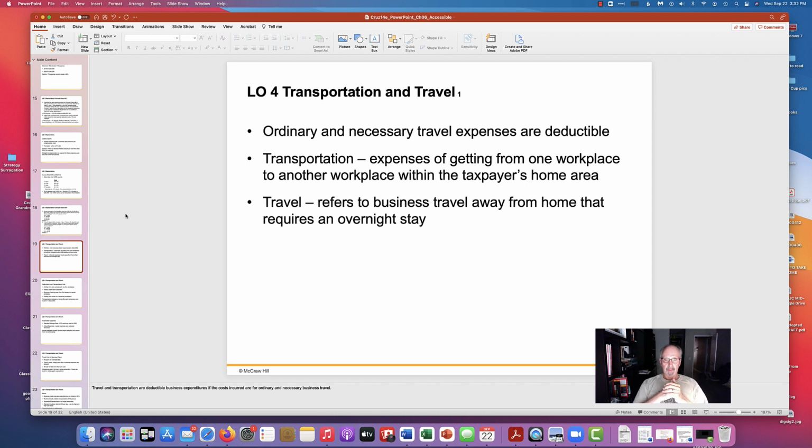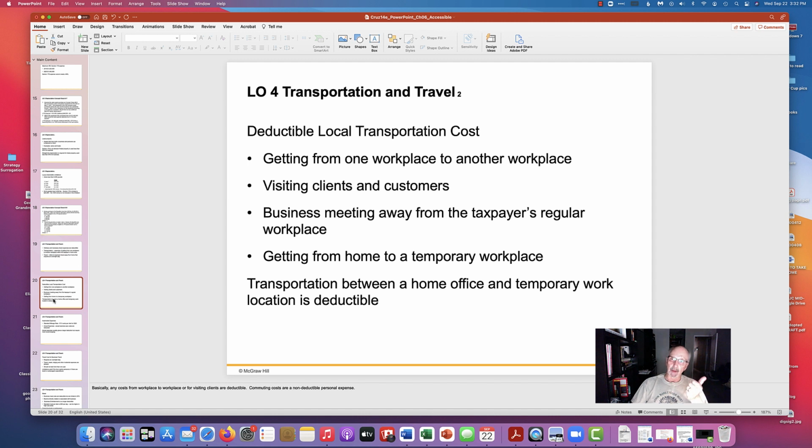Transportation and travel, and there is a difference in definitions. There must be ordinary and necessary travel expenses deductible. Transportation is expenses of getting from one workplace to another workplace within the taxpayer's home area. Travel refers to business travel away from home and requires an overnight stay. So we're talking about meals and travel as well.